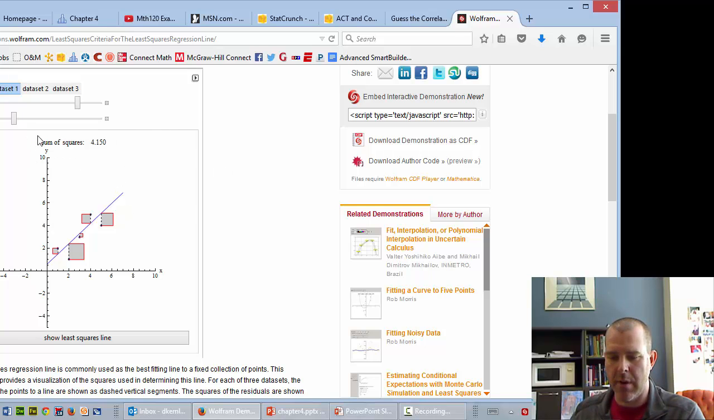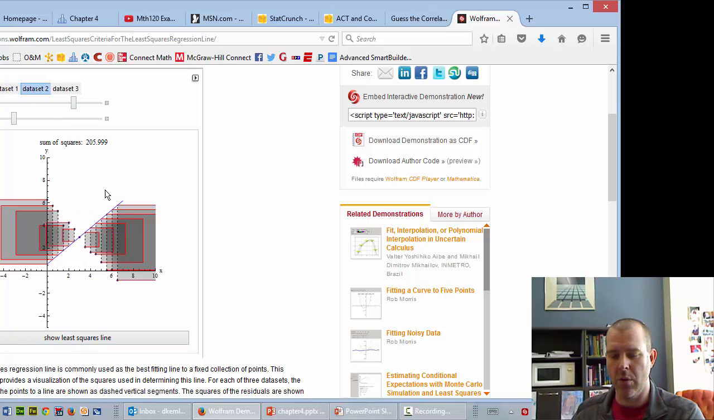So what I can do here is I've got these five points, and I can change the slope on the line, and I can change the intercept on the line, just move the line up and down, and try to find the least squares. That looks pretty good. Let me show the least squares line. Oh, not bad. I didn't do too bad there. Let's try a different data set. Whoa, that one's not good.